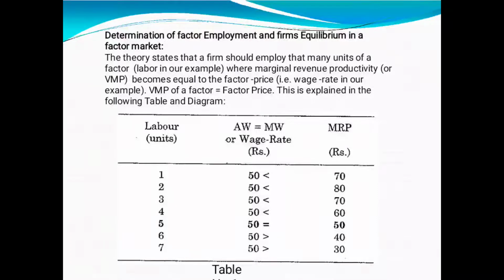In this table, we take labor as units from 1 to 7. Then the wage rate of the labor is 50 rupees. Then marginal revenue product in rupee terms. In this table, we can see that at the fifth unit, the wage rate is equal to MRP. The ideal producer will stop appointing labor at this stage.